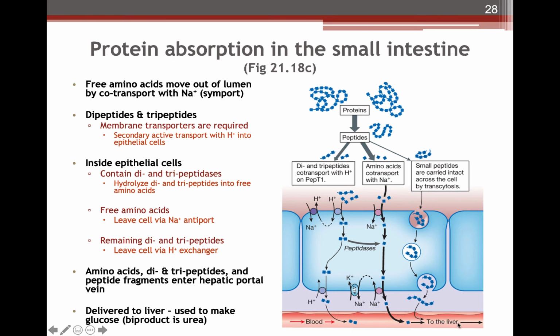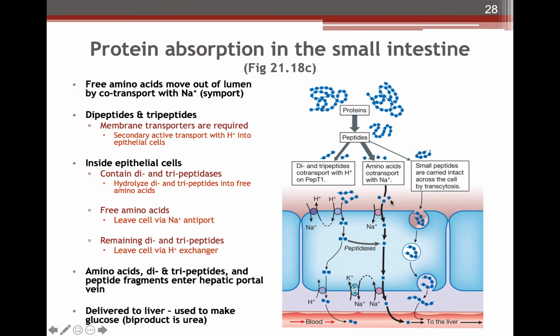And they'll be on their way to the liver to either be converted or used for other purposes. They can be delivered to the liver to make glucose. And remember, the conversion of amino acids into glucose is called gluconeogenesis. It's a way of making glucose from other biomolecules.